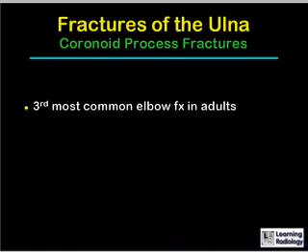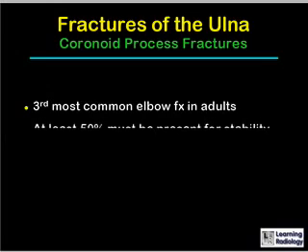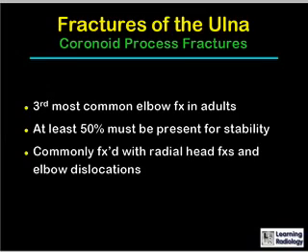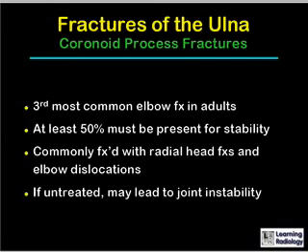Fractures of the coronoid process of the ulna are the third most common elbow fracture in adults. At least 50% of the coronoid process must be intact in order for the elbow joint to maintain its stability. The coronoid process is commonly fractured along with radial head fractures and with elbow dislocations. If untreated, they can lead to joint instability.